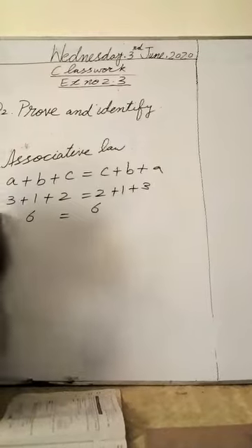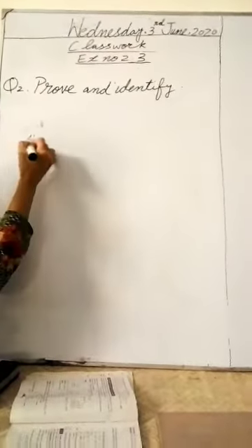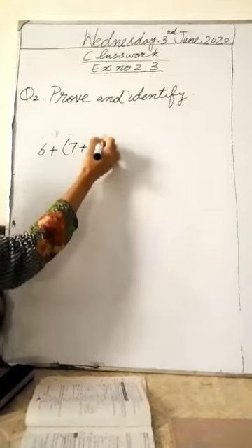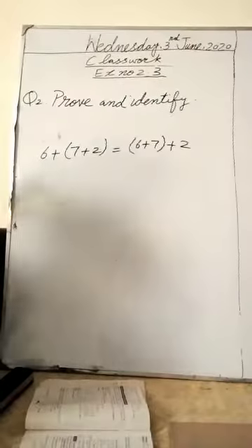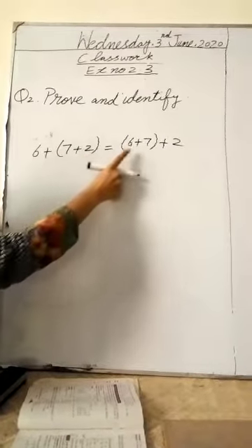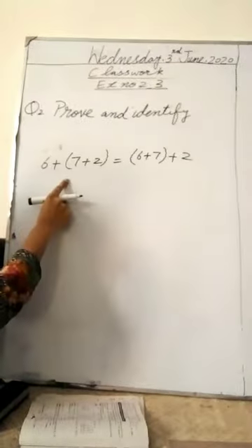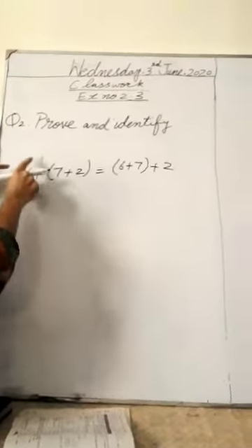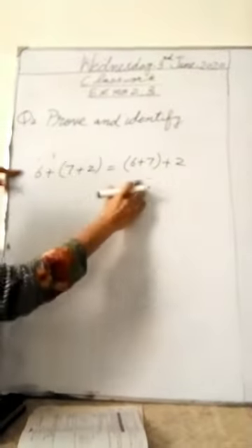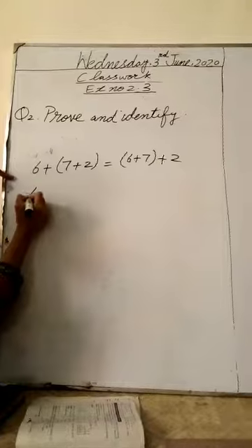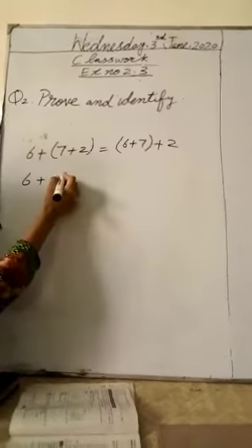Now I am solving the question. See, we have three values with the same sign. So this law is called associative law. This is left hand side and this is right hand side. First part of your question, prove. First of all, we need to solve the bracket. 7 plus 2, 9.